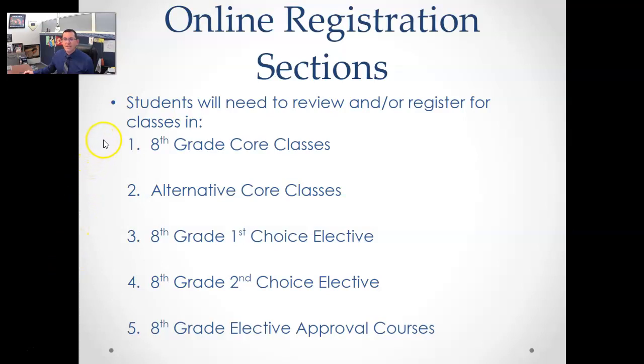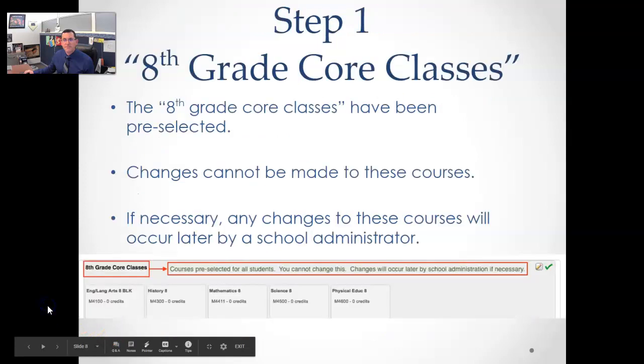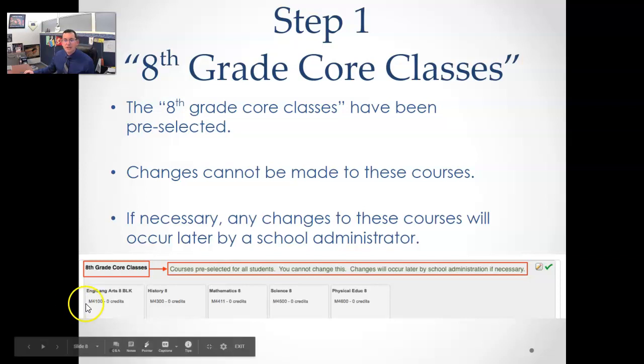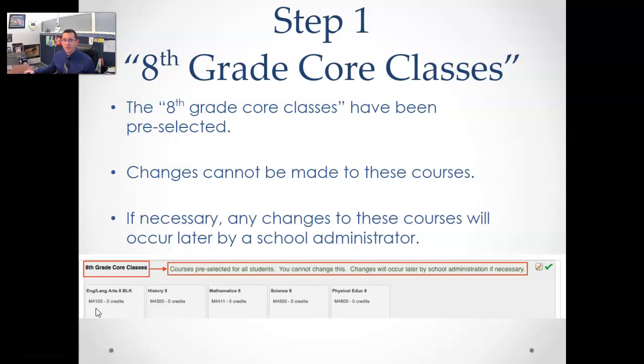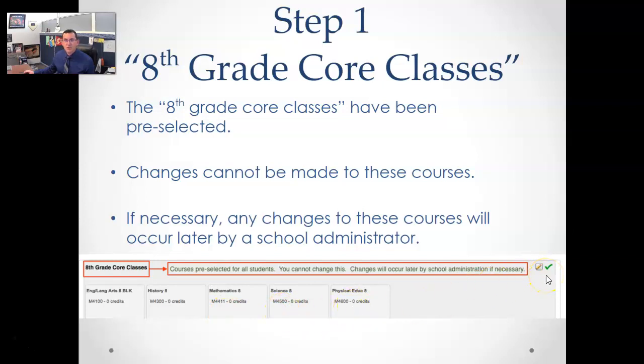So once again, these are our 5 areas that we're going to cover: 8th grade core, alternative core, first choice elective, second choice elective, and 8th grade approval courses. In the 8th grade core classes, you'll see we have boxes already selected for you. They are those main classes that you're already going to take if you did nothing else. You'll take English, history, math, science, and PE. And you'll see we already have a green check mark for you. So there's nothing to worry about changing there.